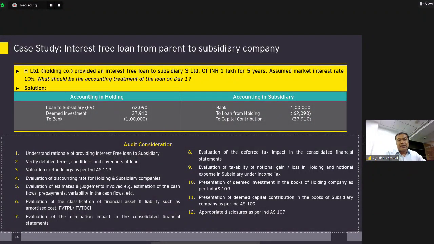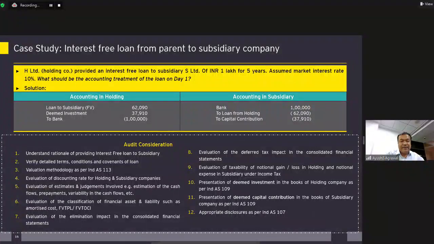Now, taking a very simple example, let's say that there is a holding company which gave an interest-free loan to the subsidiary company of rupees 1 lakh for a period of 5 years. Now, interest-free loan. Now, the company has assumed a market interest rate of 10%. So, first of all, what should be the right accounting treatment? Now, on day one, the H company, which is the holding company, will account for this loan at fair value. 1 lakh rupees interest-free, which means 1 lakh rupees cannot be assumed to be the fair value. Embedding an interest of 10% for a period of 5 years and then discounting the same is the fair value of the instrument. So the holding company will arrive at the fair value, which is 62,000 rupees.